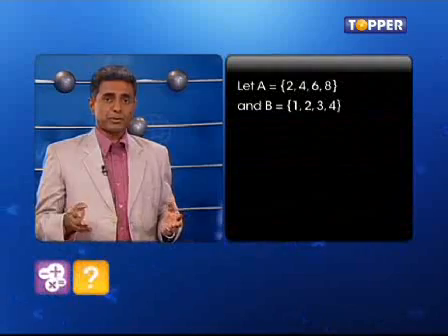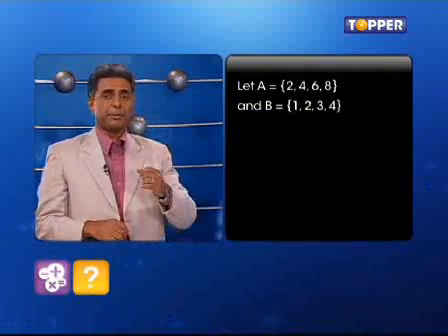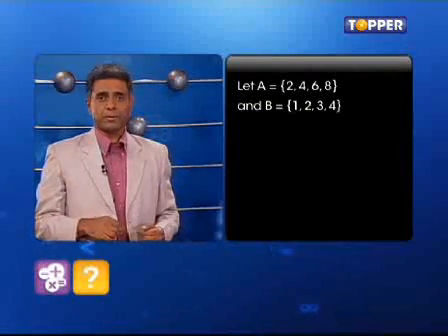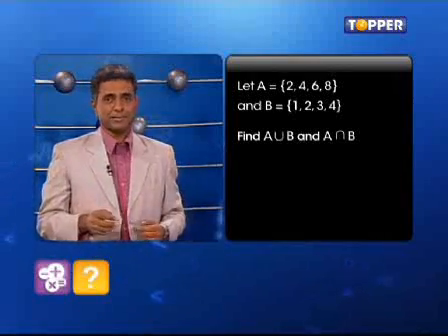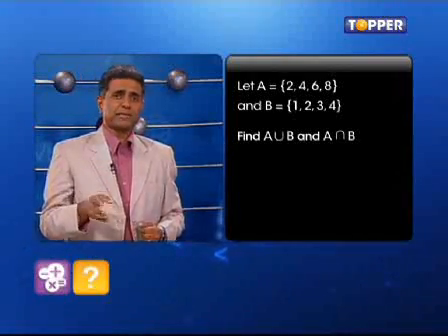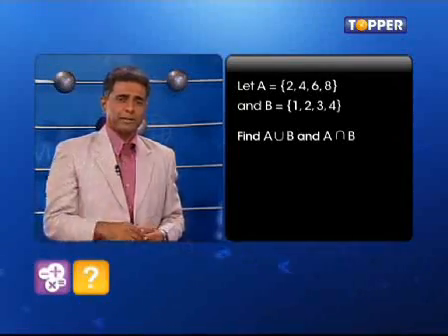Before the break, I left you with a question, and I started working on a Venn diagram, as you see. Let A is equal to {2, 4, 6, 8}, and B is equal to {1, 2, 3, 4}. Find their union and their intersection. I also told you that this question was a simple one. You better get it right.